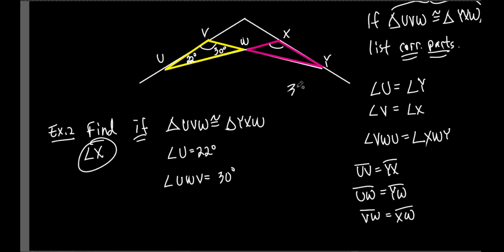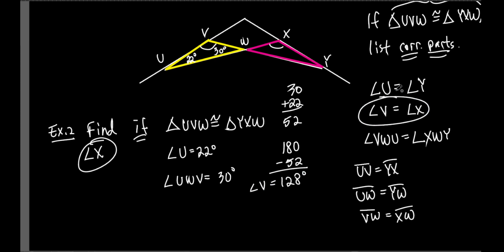Add them up. So I got 30 and 22. What's that? 52. So is that angle 52? No, what is it? Or how do I find it? That's right. You got to take that and take it away from 180. All right, so what's that? 128, is that right? And that's angle V. So angle V equals 128 degrees. So if angle V is equal to 128 degrees, look at this. What's angle X going to be equal to? 128 degrees. That's right. So that's my answer.